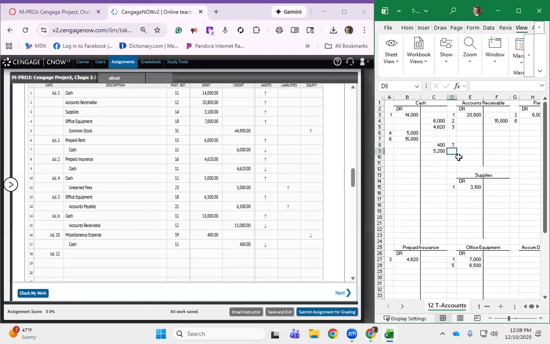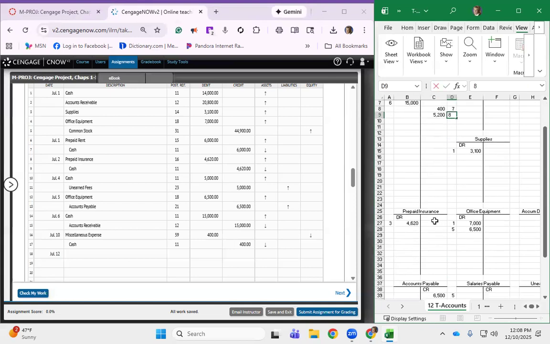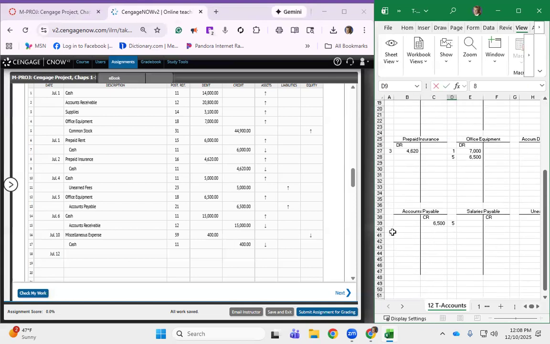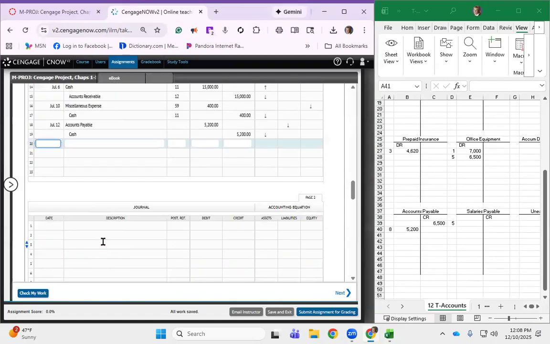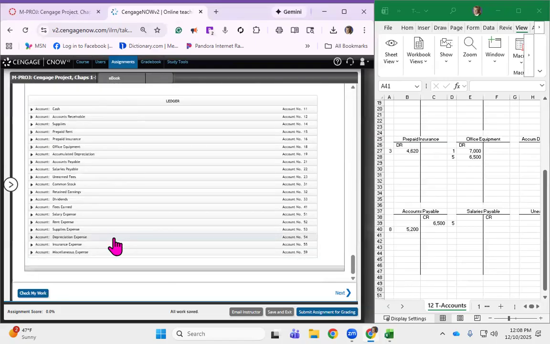This is number 8. And what we're going to debit is accounts payable, number 8. And it is $5,200. All right, so we have accounts payable going down because we're paying some of it, $5,200, and cash is going to go down $5,200. Now let's post. Let's go to accounts payable. Okay, I always go to my debit account first and then the credit accounts.